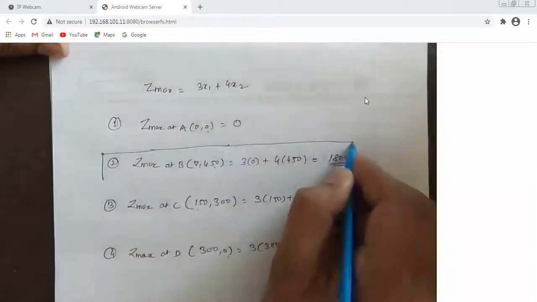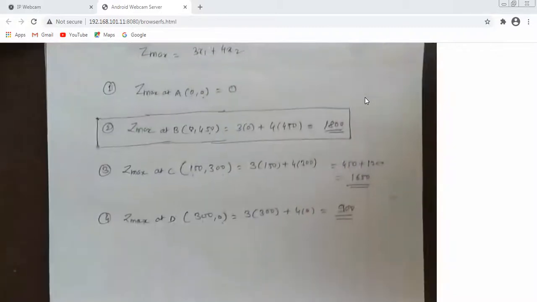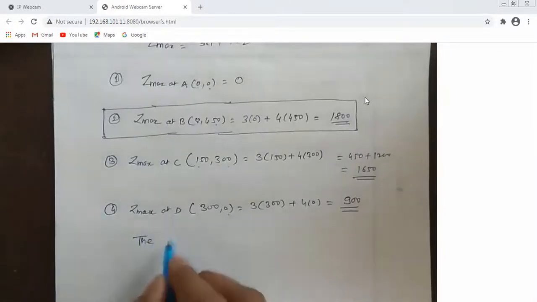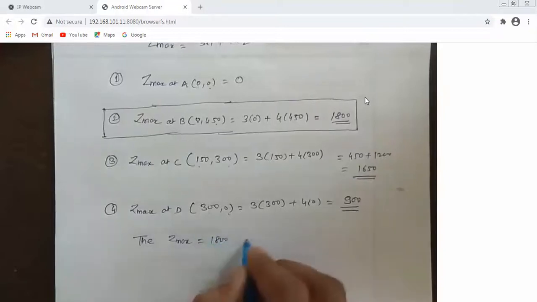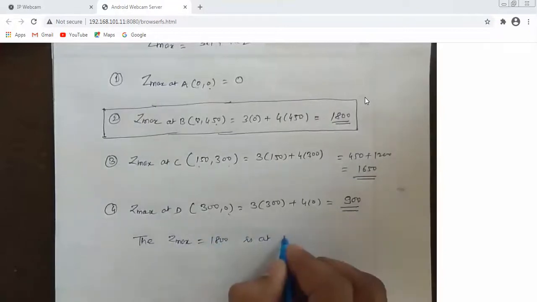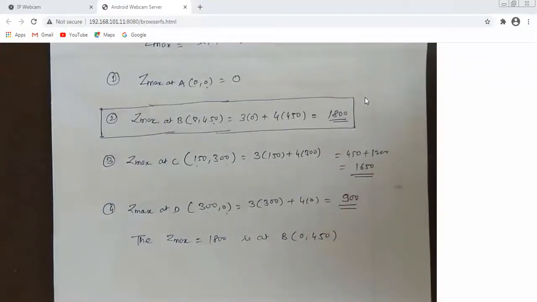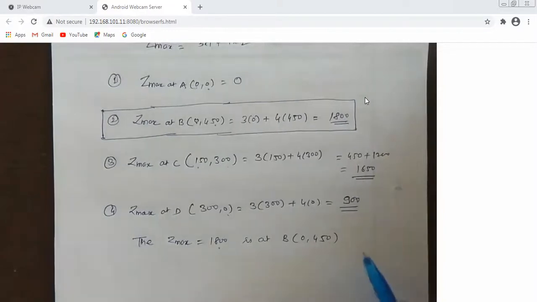What have they asked? What is the maximum profit? So here we can write the z max is equal to 1800 at B, 0, 450. We are getting the value of z maximum, that is 1800, at the location B, where the coordinates are 0 and 450. Okay, got it? That is what they asked, and we have found it here.